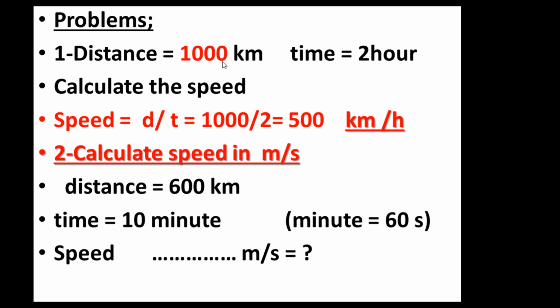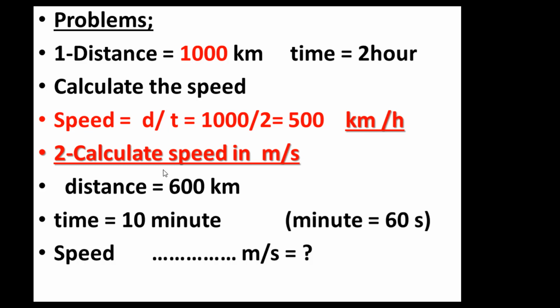Distance here is 1000 kilometer, time 2 hours. Calculate the speed. Number 1, write its equation: distance over time. Substitute: distance equal 1000, time equal 2. Notice that it is kilometer per hour, so the unit is 500 kilometer per hour.